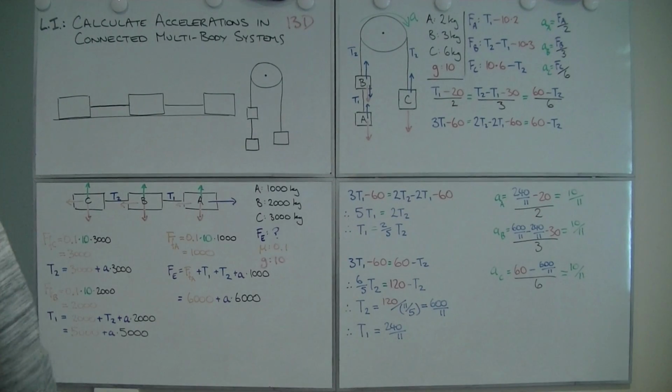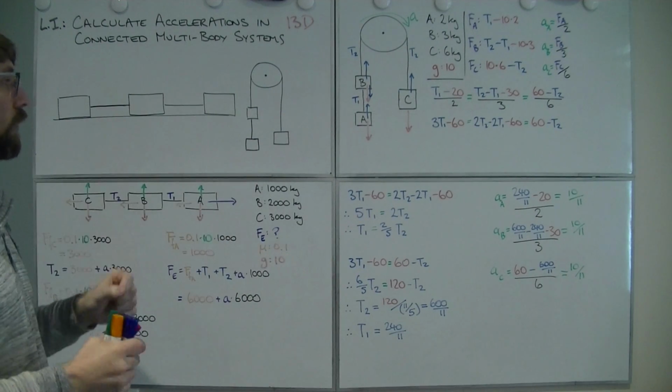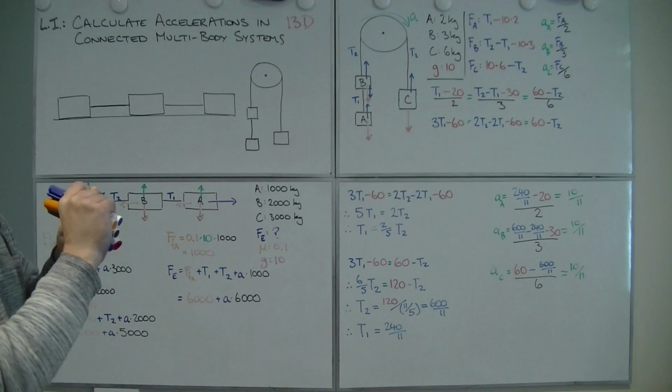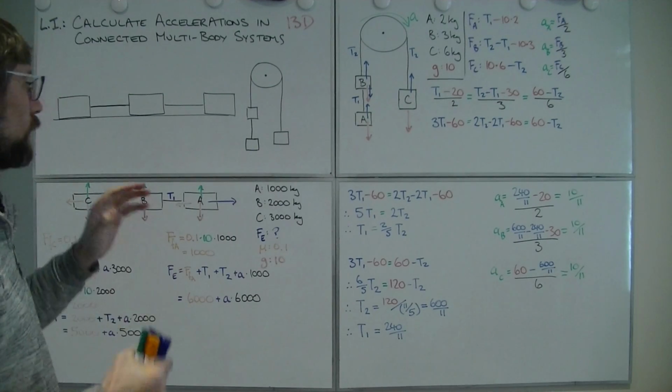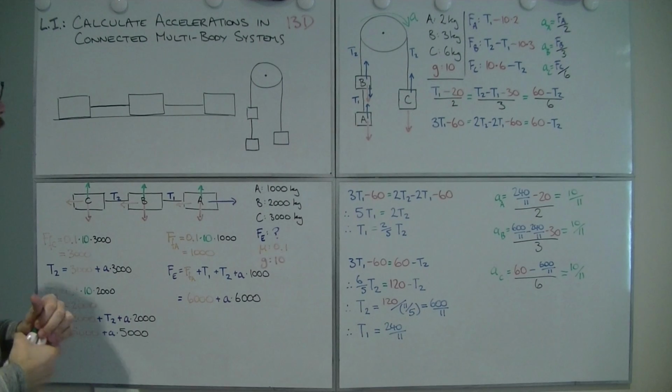Okay, calculate acceleration in connected multi-body systems. This is in 13D. So, what do I mean by multi-body system? I mean that you've got multiple parts and connected. In this case, we're just going to think of it as a perfect string, or rope, something along those lines, or rod, any of those sorts of things.